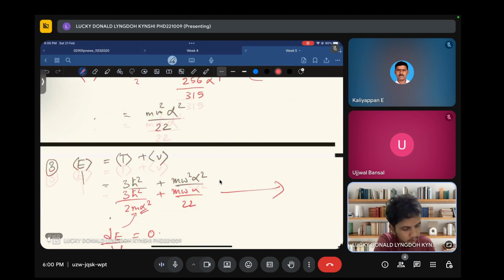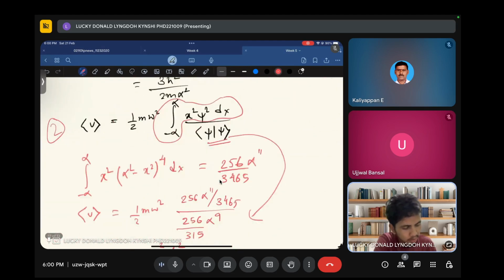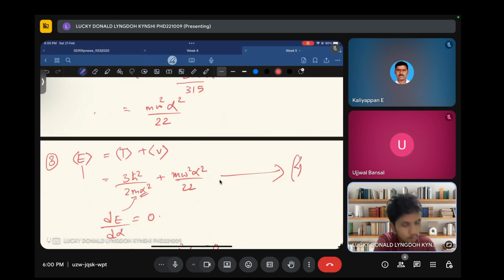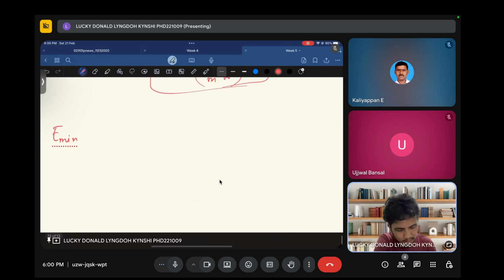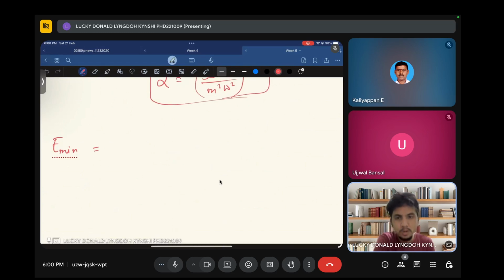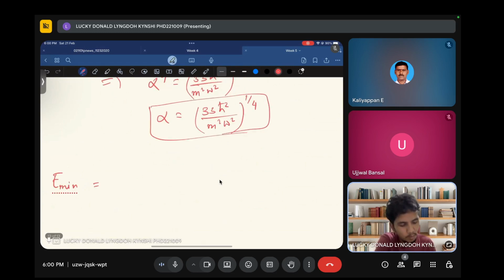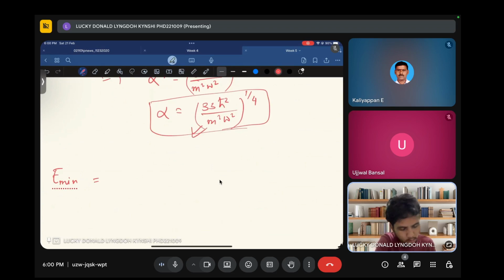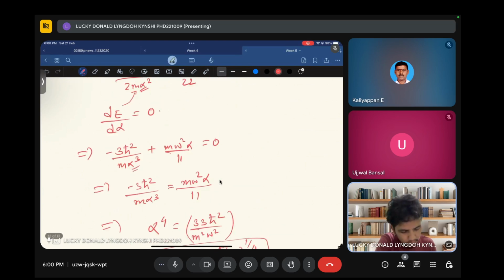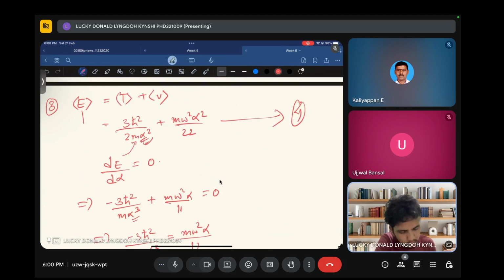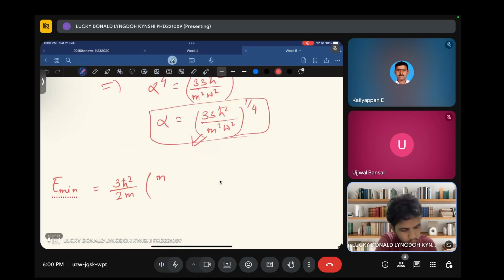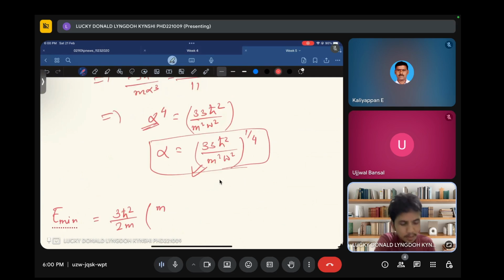You take this one, I have named this equation 3, so let's name this one equation 4. So from equation 4, E minimum is equal to, you just substitute whatever value of alpha with this equation. So you will get 3h cross square by 2m, and then instead of alpha square, you substitute with this term. Remember, this is alpha to the power 4. Okay, so if you put alpha square, then you will get a square root on the other side.